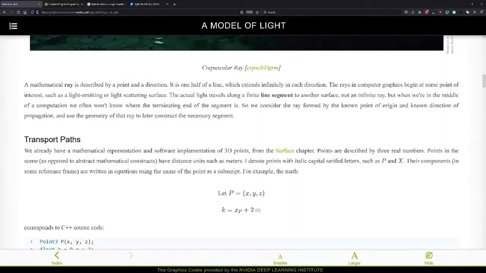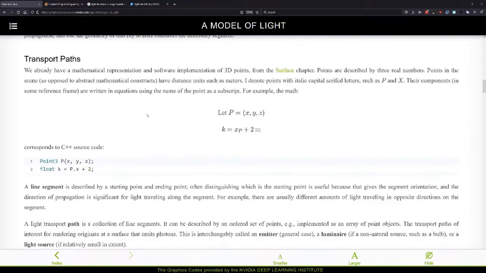A mathematical ray is a point in a direction, one half of a line which extends infinitely. A ray is a point and a direction, and it extends infinitely in that direction, whereas a line extends infinitely in both directions. So while light travels from one surface to another, it's not infinite because it has a start and end. When we're computing things, we don't know where the end is until we've figured it out, so we consider it a ray from that perspective. Yeah. And then use geometry to construct the necessary segment.